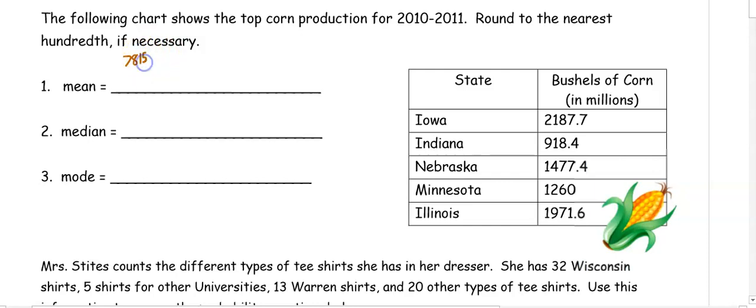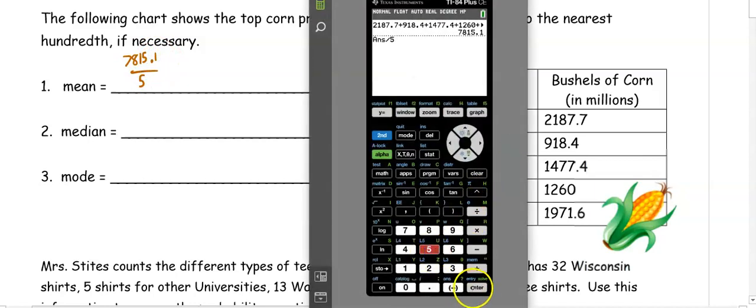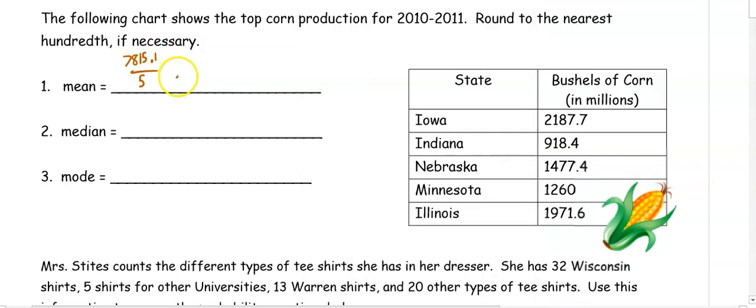So we have 7,815.1 and we're going to divide that by 5. And we get 1,563.02 million bushels of corn.